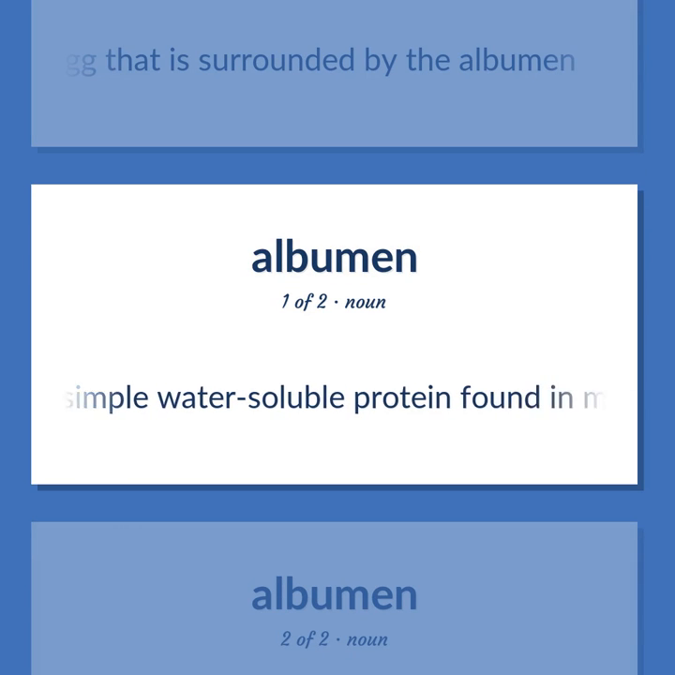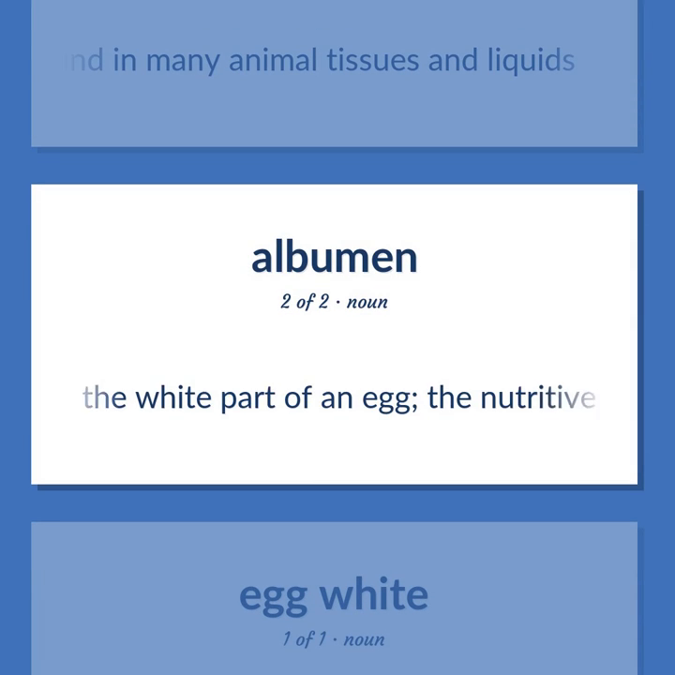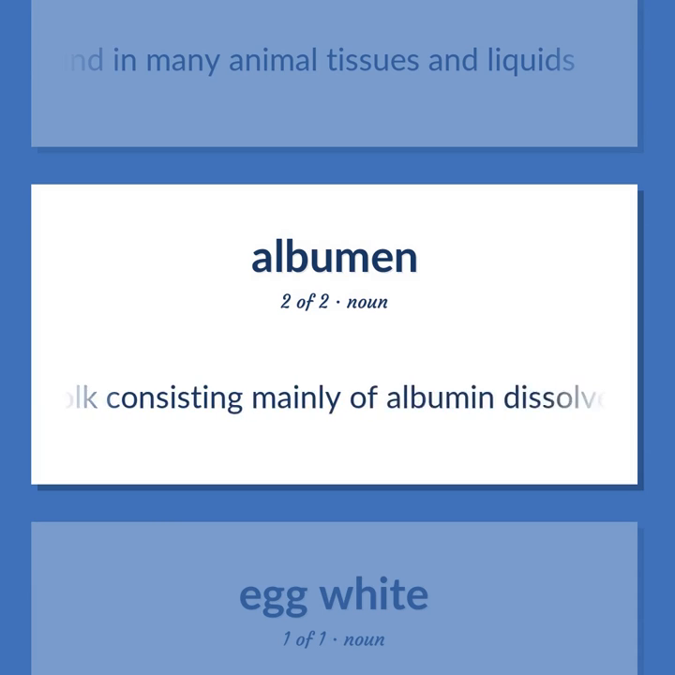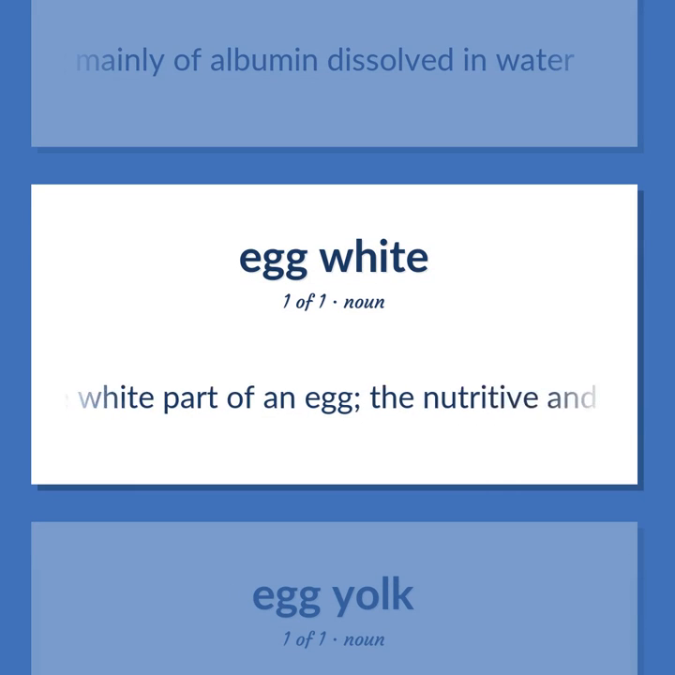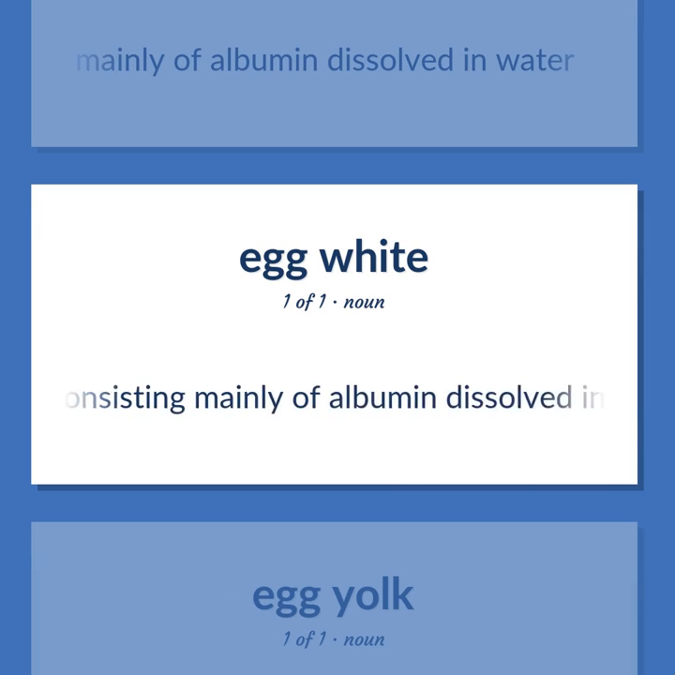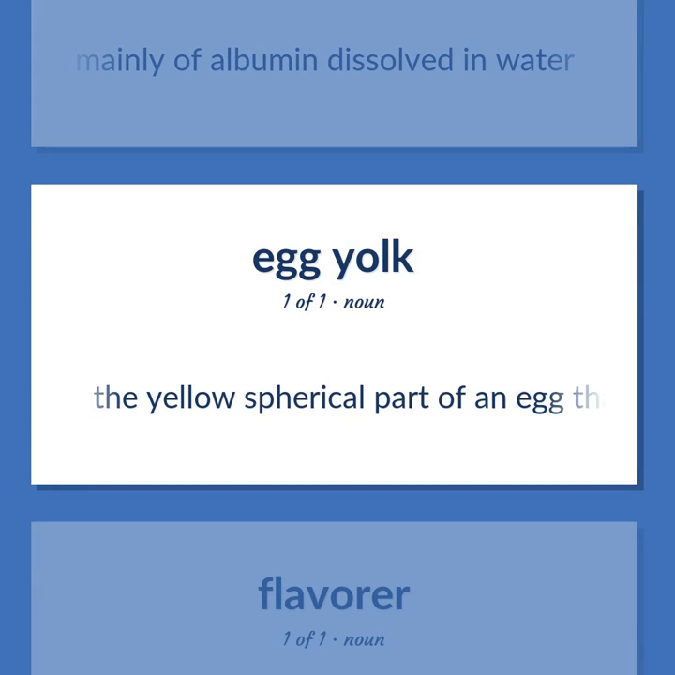A simple water-soluble protein found in many animal tissues and liquids. The white part of an egg. The nutritive and protective gelatinous substance surrounding the yolk consisting mainly of albumen dissolved in water. The yellow spherical part of an egg that is surrounded by the albumen.